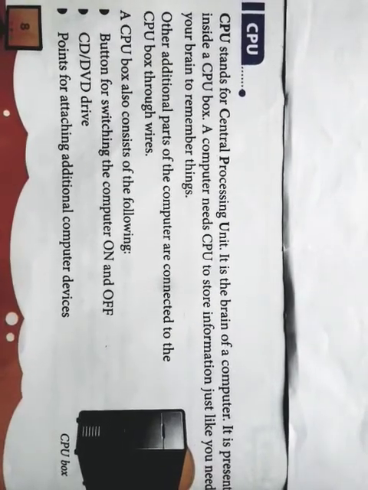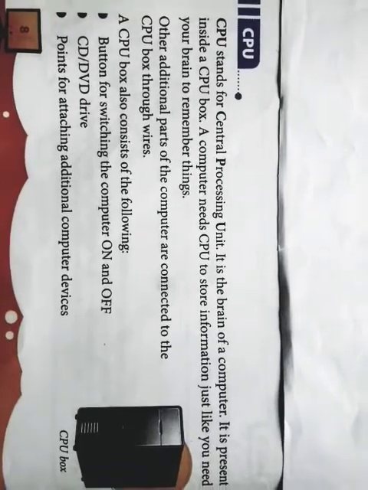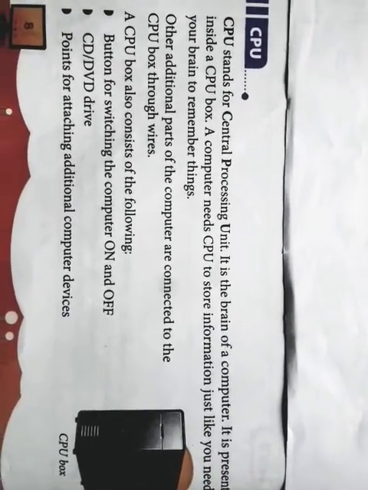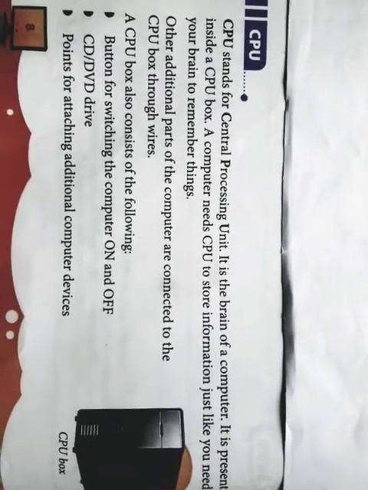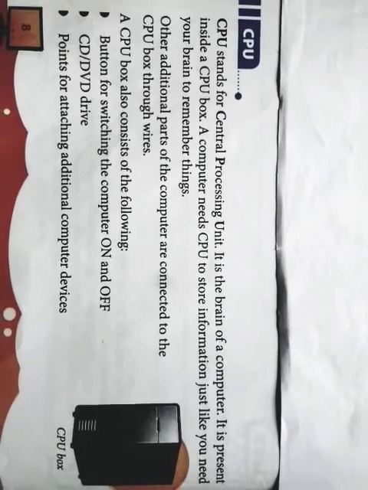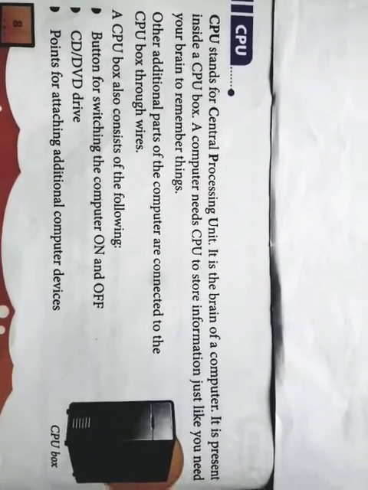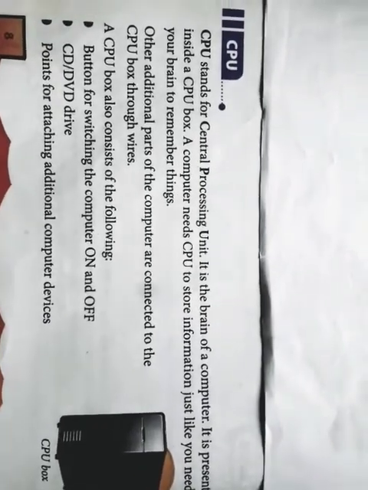A CPU box also consists of the following. It consists of a button for switching the computer on and off. It has a button to turn on or turn off the computer. CD or DVD drive to play the CDs and DVDs. Points for attaching additional computer devices.